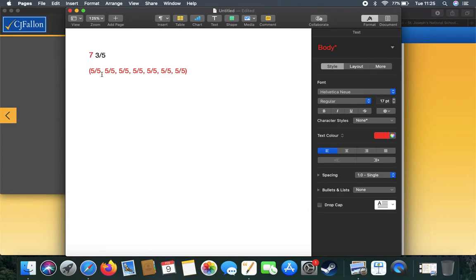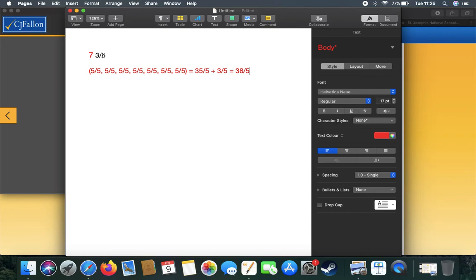But how many fifths do I have? I just add the numerators because the denominators are the same. 5 plus 5 is 10, plus 5 is 15, plus 5 is 20, plus 5 is 25, plus 5 is 30, plus 5 is 35. It's 35 fifths. And then I just add it to the 3 that are already there, 3/5, to give me 38 fifths in total. That's one way to work it out.